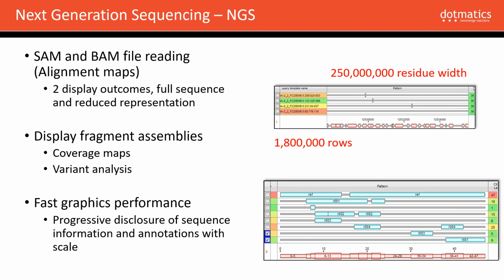Only as I begin to zoom in, for example, from the top view to the middle view, and you can imagine zooming all the way in eventually to the sequence, only as I hone in on smaller sections of the sequence do I show more information, and that way we can keep the graphics performance consistent, however big the data. So we'll have the ability to read these files and then to display the fragment assemblies and things like coverage maps and variant analysis. So all of that's coming in the next version.